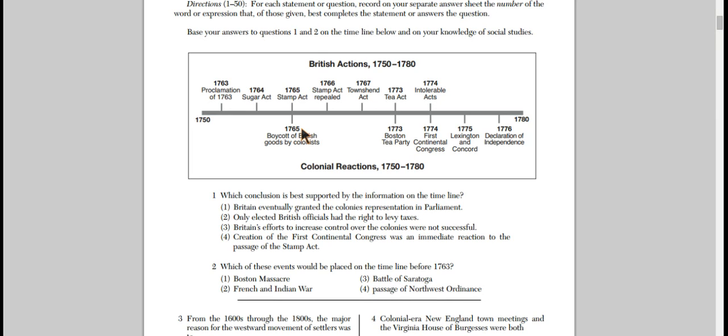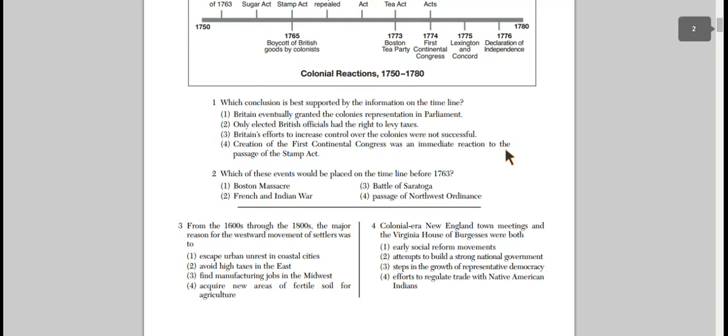Britain's efforts to increase control over the colonies were not successful. And we can see that because if they had been successful, we wouldn't have formed our own government, fired shots, and then declared our independence. So none of that would have happened if they had been successful. So that's why the right answer is 3. So let's go down to question 2.